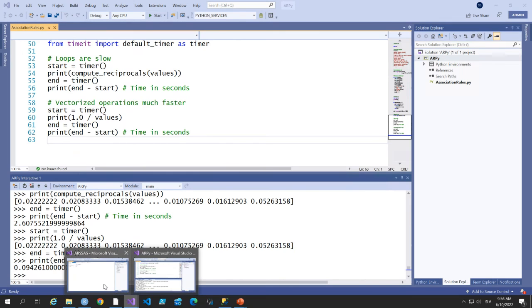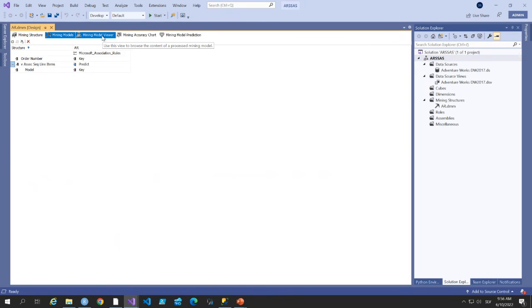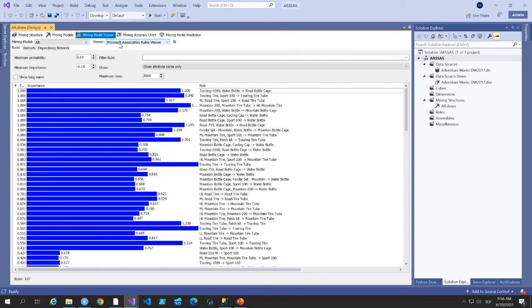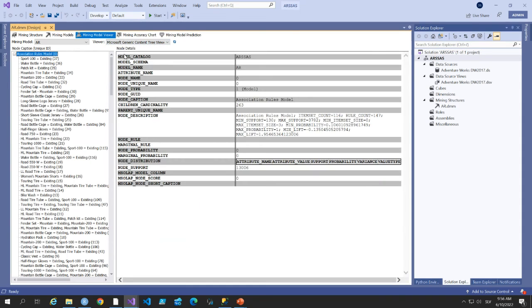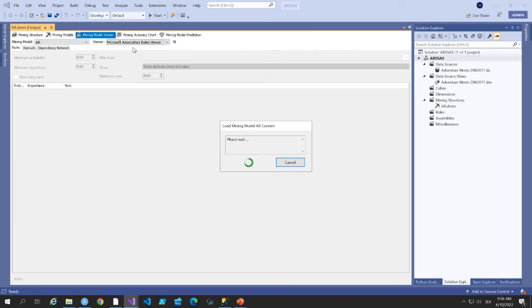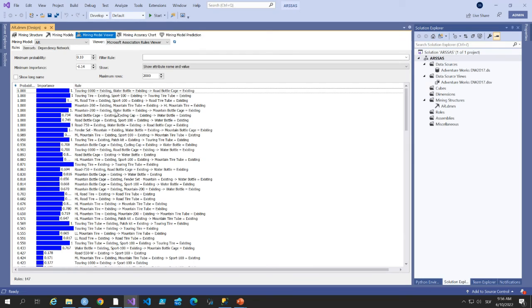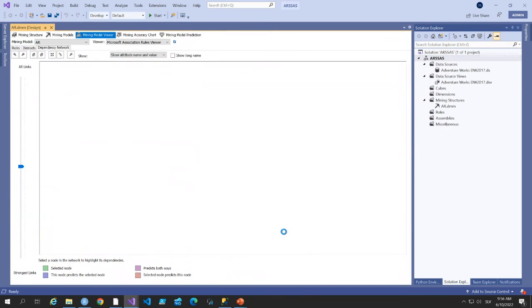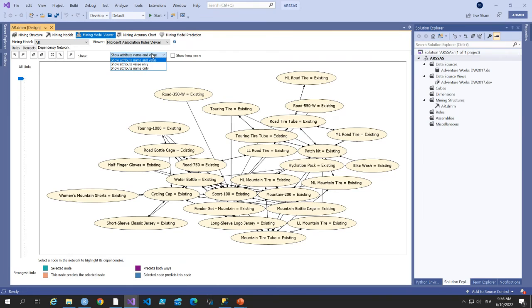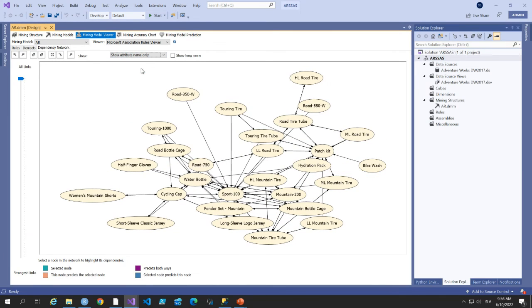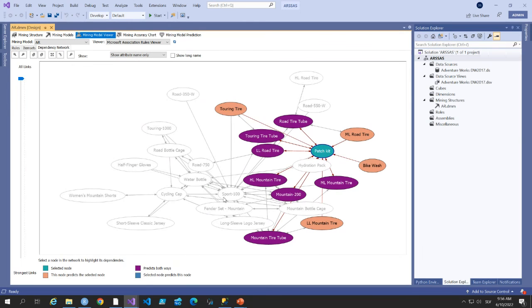Now I will just show these association rules in Analysis Services. They are very, very nice because they have some really good viewers. This first viewer is showing us rules sorted by confidence, and then importance is lift, right? And you can also filter the rules. And it also has this dependency network similar to R. I will just show the attribute name, where we can easily see those transactional items, like patch kit is one transaction, sport 100.